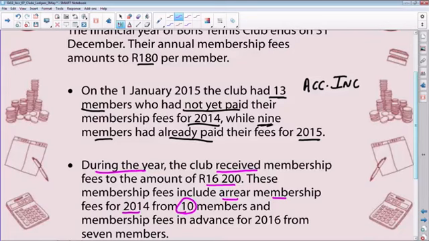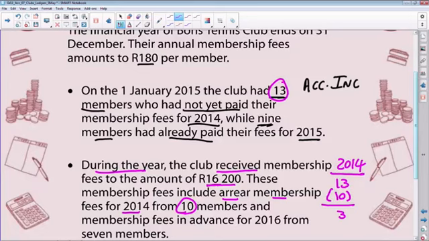So immediately, if we look at our previous information that we just dealt with, the previous year, 2014, we had 13 members who had outstanding membership fees. So from that 13, we can see 10 have paid. So clearly, we've got 3 still outstanding. And remember, the 10 that have paid is included in the 16,200. You guys with me? Right.